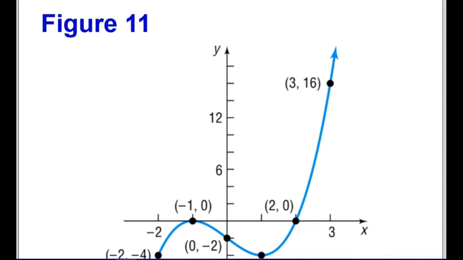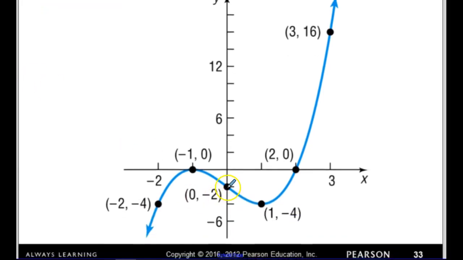Okay, so now we're going to graph all those points. I graphed my y-intercept, and I graphed my x-intercepts, and I graphed those other points that I found. And I just connect all of those points with a smooth curve. So I do see that here I'm below, I'm still below, and then I'm above my x-axis. That matches exactly what I found in the table before.